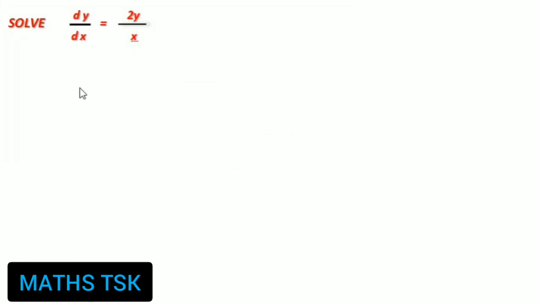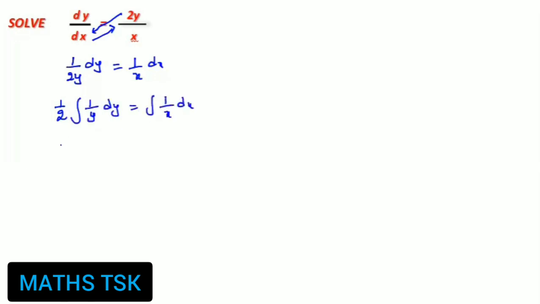Another simple problem: dy by dx is equal to 2y by x. Look here, moving dx to the other side and 2y here, this becomes 1 by 2y into dy is equal to 1 by x into dx. Here, moving 2y to the LHS and dx to the RHS, there ends the problem. There is 1 by 2 into the integration of 1 by y dy is equal to the integration of 1 by x into dx.